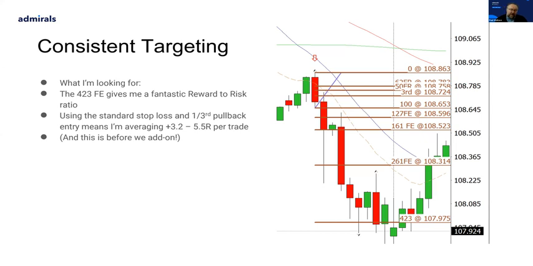Or alternatively, depending upon the instrument, the trend, and the actual volatility within that instrument at that particular time, I might look for the stretch target of the 423 fib extension of that particular range. That gives you a very good reward to risk. Using the standard stop loss and the third pullback, I can average somewhere between about 3.2 to 5.5 reward to risk per trade, depending upon the instrument, time frame, spreads, etc. That's a very good reward to risk on my trades.